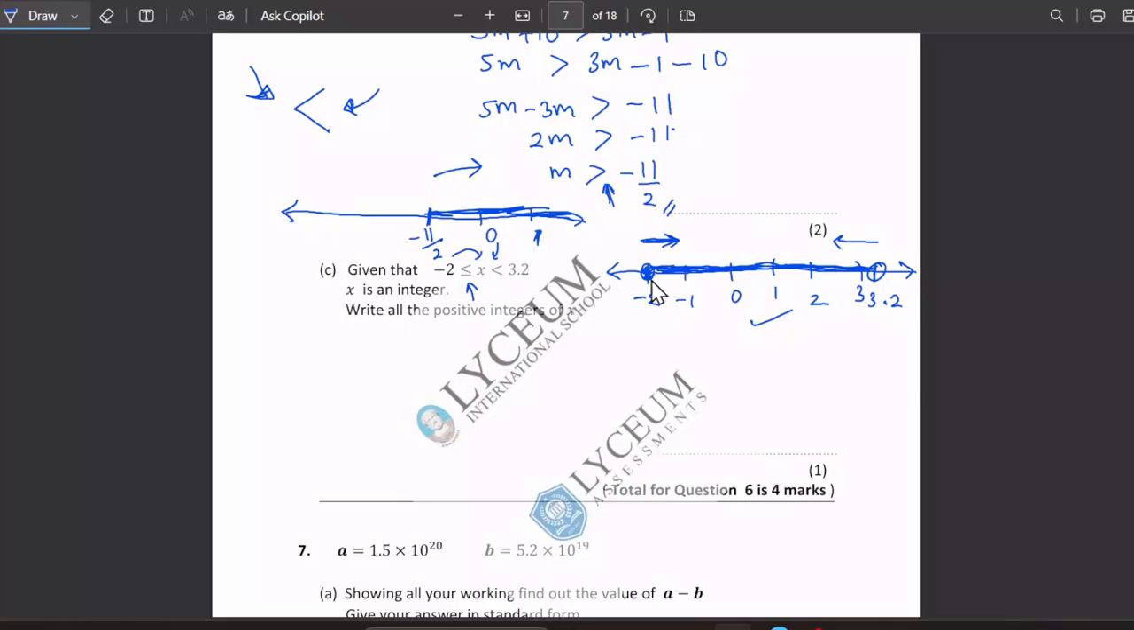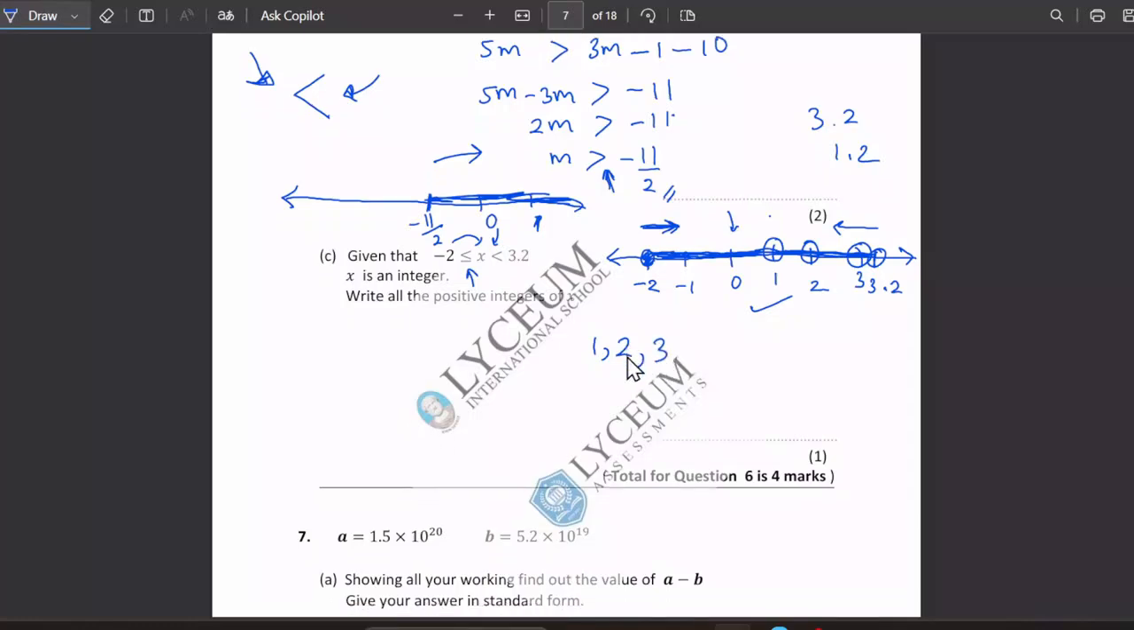So now this is the range that belongs to this inequality, but now they are only asking for positive integers. 0 is not a positive integer, it is not positive or negative. So only 1, 2 and 3 are positive integers. 3.2, 1.2 like that don't belong to integers. Only whole numbers and 0 are integers. But here they specifically say positive integers. So then we can't take 0 also. So 1, 2, 3 are the possible positive integers. Okay.